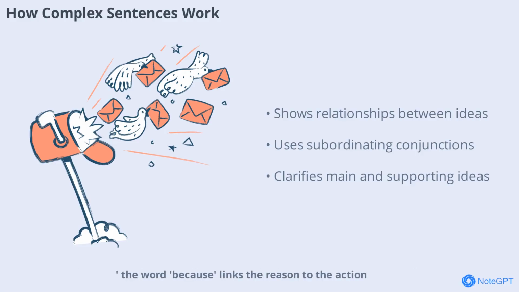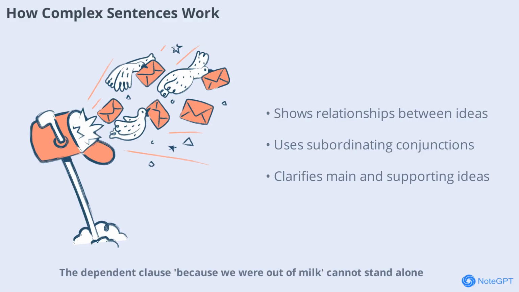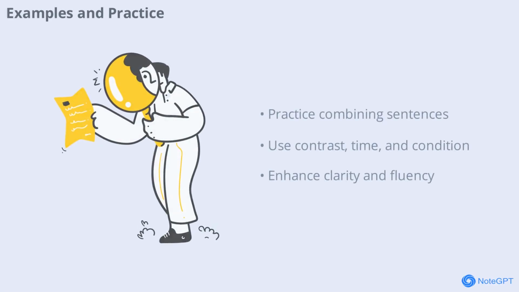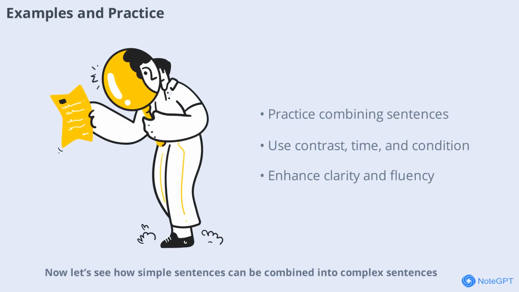The dependent clause "because we were out of milk" cannot stand alone, but it gives important context to the main clause. This structure helps readers or listeners understand not just what happened, but why or under what conditions. Complex sentences are especially useful for clarifying which part of the information is most important, making your communication more precise and effective. Now let's see how simple sentences can be combined into complex sentences.